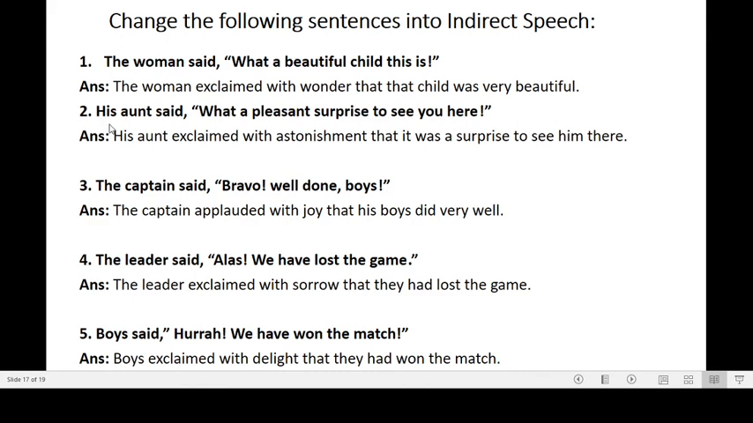And the second sentence: his aunt said, "What a pleasant surprise to see you here." So it is an astonishment, a surprise. You can say his aunt exclaimed with astonishment, that is surprise, that it was a surprise to see him there. The captain said, "Bravo, well done boys." The captain applauded with joy, or the captain exclaimed with joy that his boys had done very well.